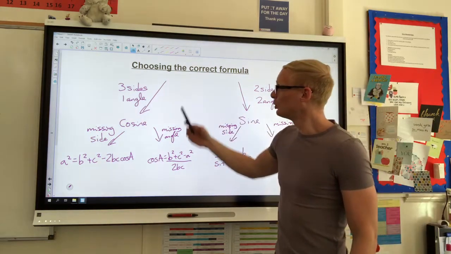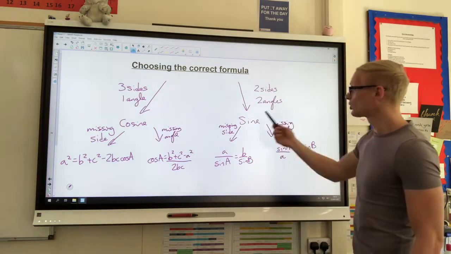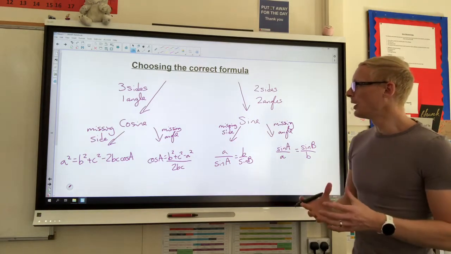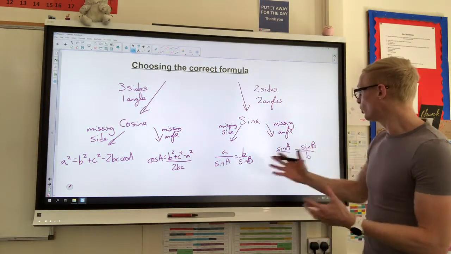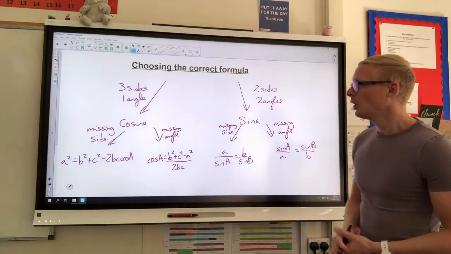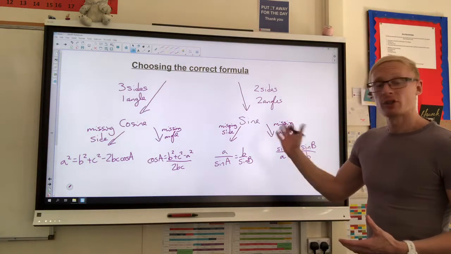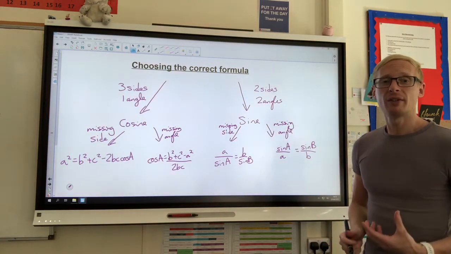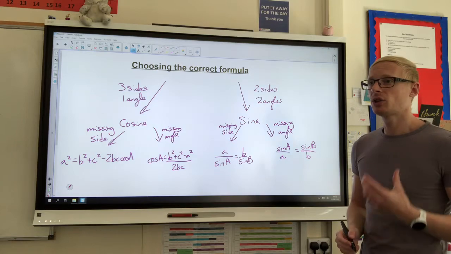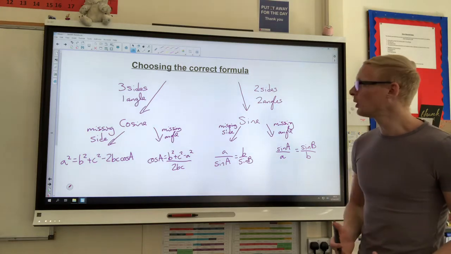So that should be your decision-making process. 3 sides, 1 angle, cosine; 2 sides, 2 angles, sine; and then decide whether it's going to be missing side or missing angle, which formula you need to use, okay? So, you don't have to copy that down if you don't want to, but you need to have in your head a clear guideline as to when you're going to use what formula.